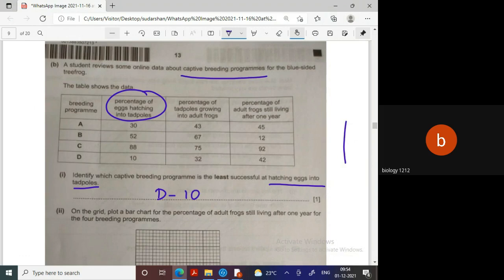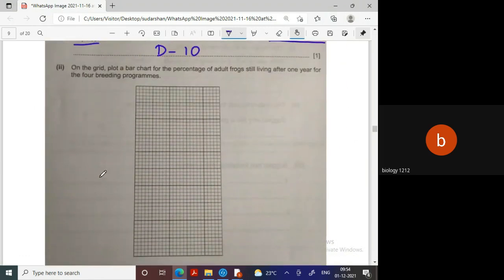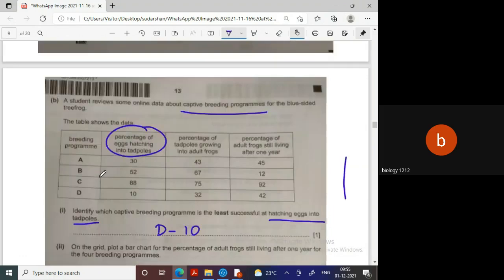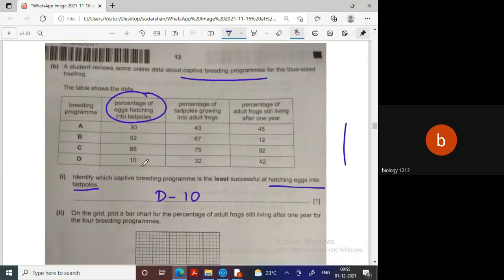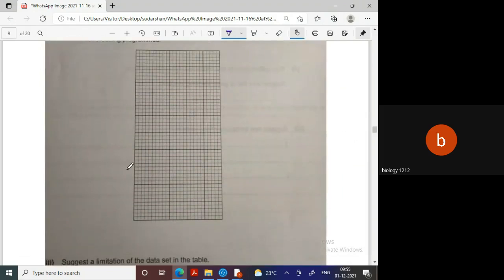Moving to the next part. On the grid, plot a bar chart for the percentage of adult frogs still living after 1 year for the four breeding programs. We can see the four breeding programs here: A, B, C, and D. And that's the data you are putting in the bar chart: the percentage of adult frogs still living after 1 year.